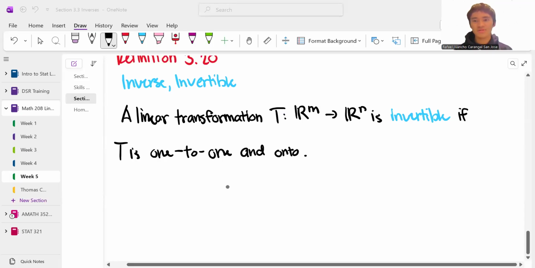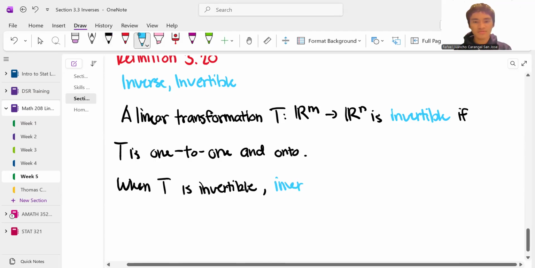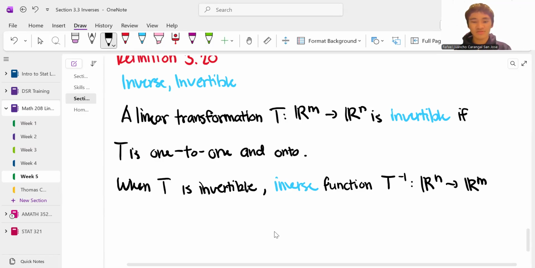So when T is invertible, the inverse function T⁻¹, which just goes back from Rⁿ to Rᵐ. So I'm going to write that out. When T is invertible, the inverse function, so it's actually still a function, say T⁻¹, transforms a vector from Rⁿ back to Rᵐ. So it's really just the reverse.